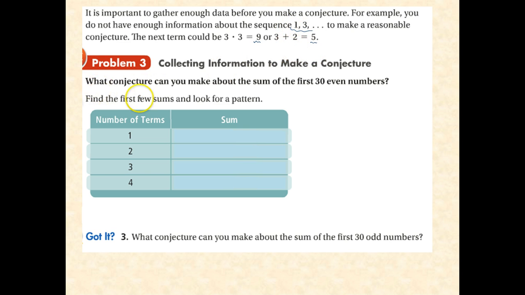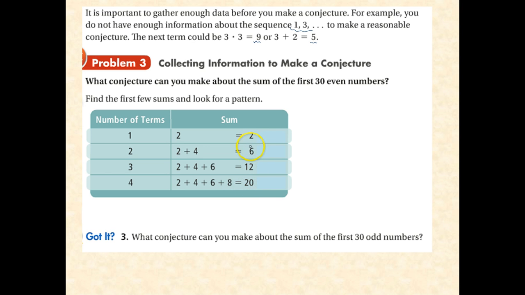All right. So what conjecture can you make about the sum of the first 30 even numbers? Let's see. Find the first few sums and look for a pattern. So the sum of the first 1 even number is 2. The sum of the first 2 even numbers: 2 plus 4 is 6. Is there enough information there to start a conjecture? I don't know yet. We've gone up by 4, but what are we going to do next? 2 plus 4 plus 6 is 12. What about 4 terms? 2 plus 4 plus 6 plus 8 is 20.